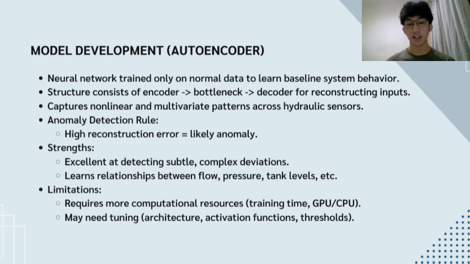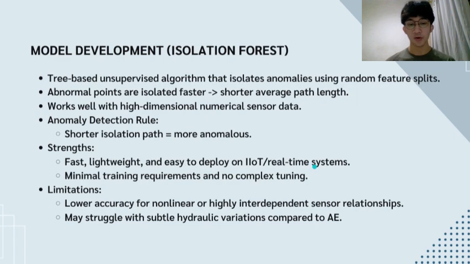And next is the Isolation Forest model. The Isolation Forest isolates anomalies through random feature splits. Anomalous points are isolated more quickly and produce shorter path lengths. It is extremely fast and lightweight, making it suitable for real-time environments, but it is less effective for subtle nonlinear anomalies.